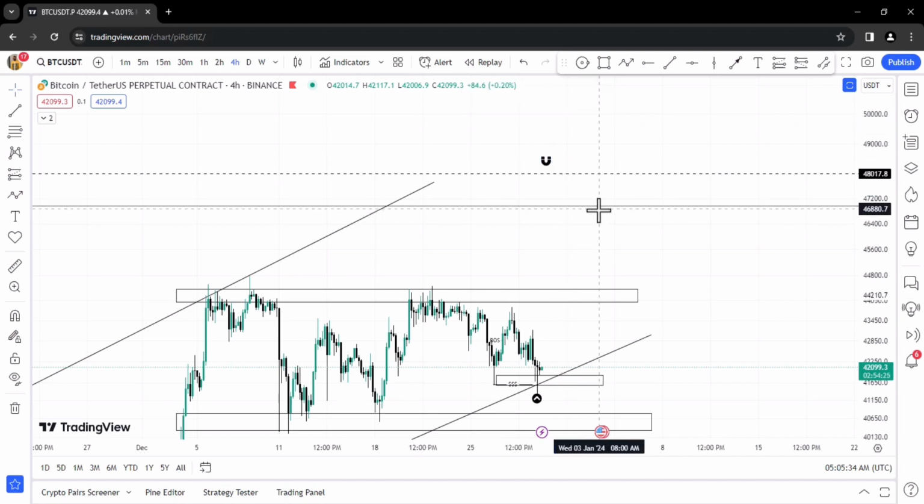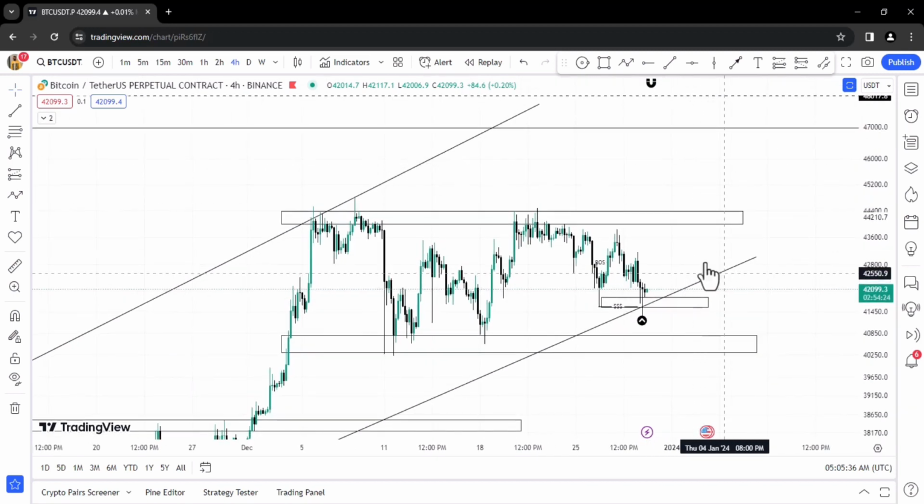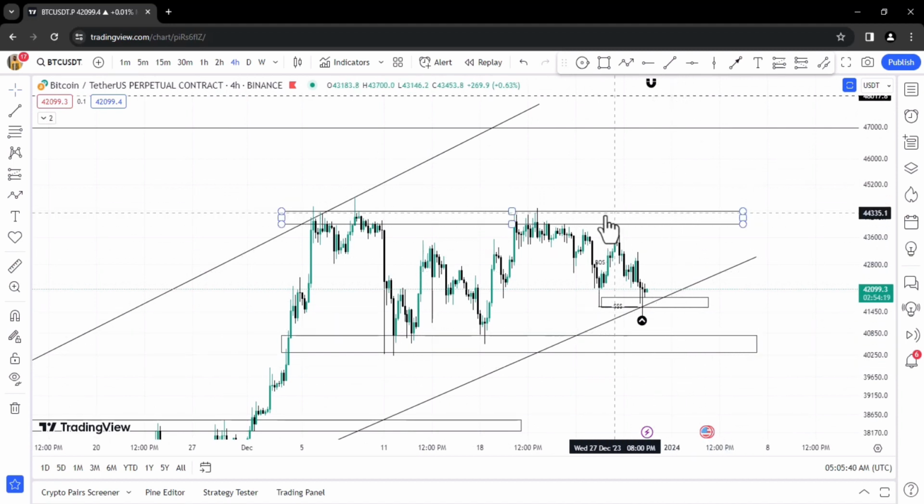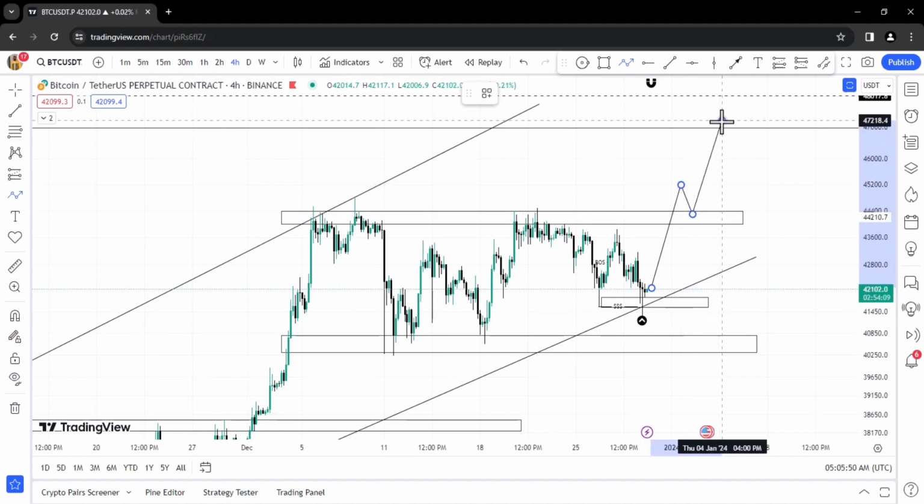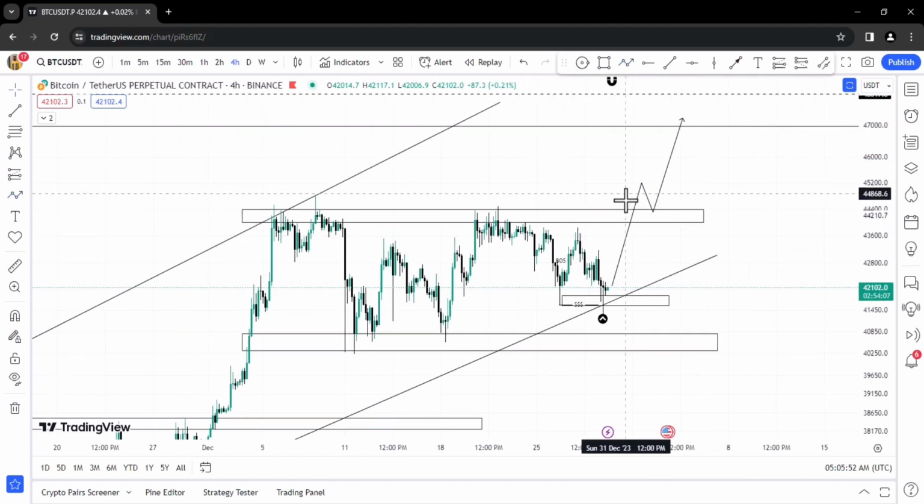So we are expecting markets to actually move forward and break above this. If you are conservative like me, you should be waiting for the market to clearly break above this zone, retest, and probably continue.